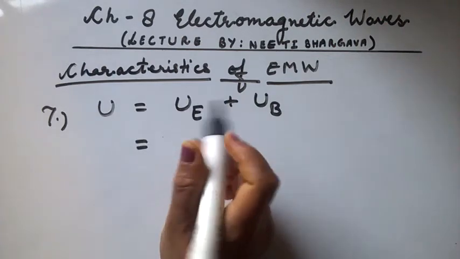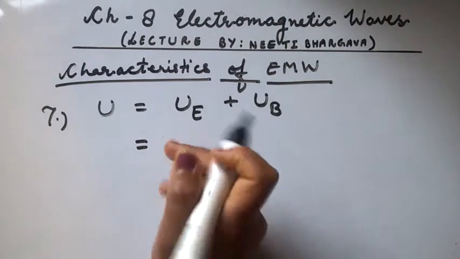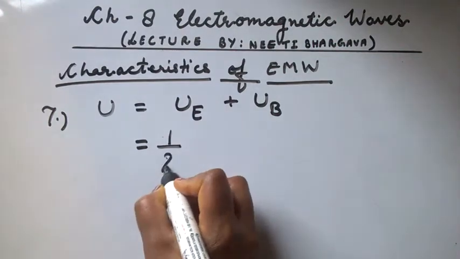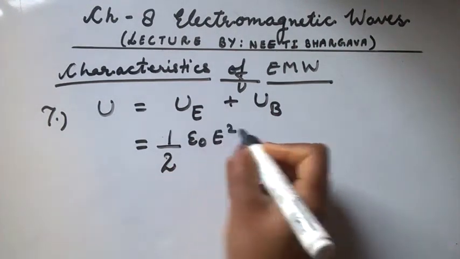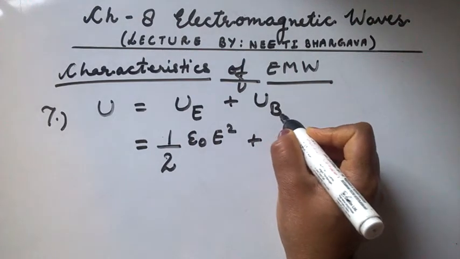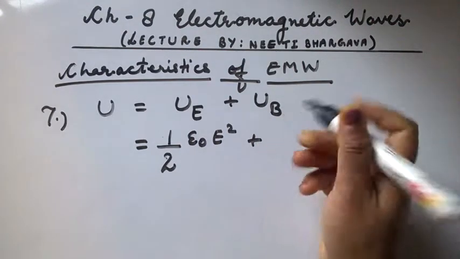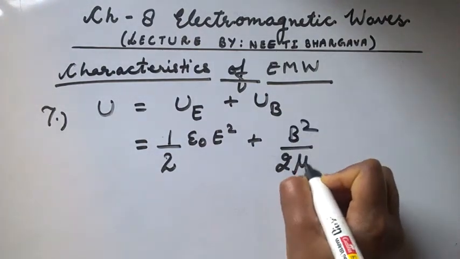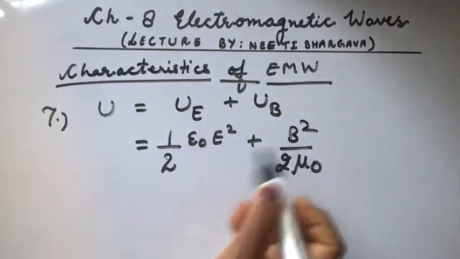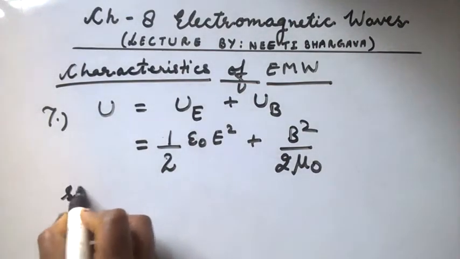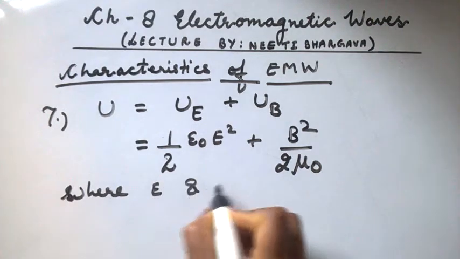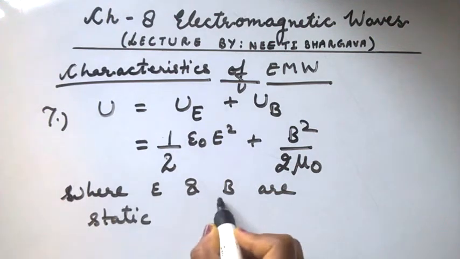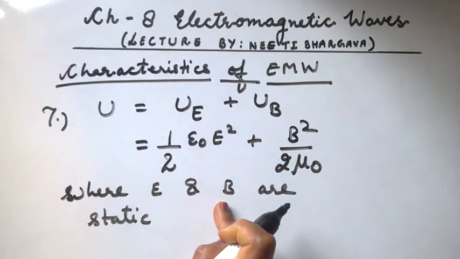And we had already studied in chapter number 2 the value of average energy density for a static electric field, which is equal to 1 by 2 epsilon naught E square. And in chapter number 6, electromagnetic induction, for a magnetic field the average energy density is equal to B square by 2 mu naught, where E and B are the static values of the electric field and magnetic field respectively.